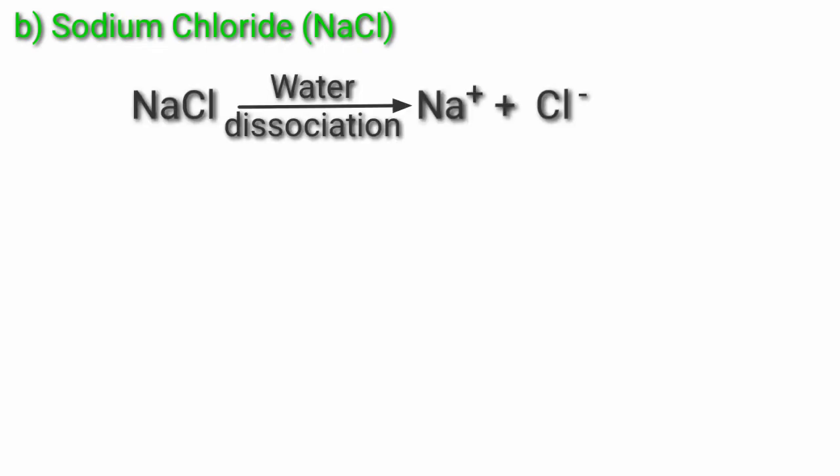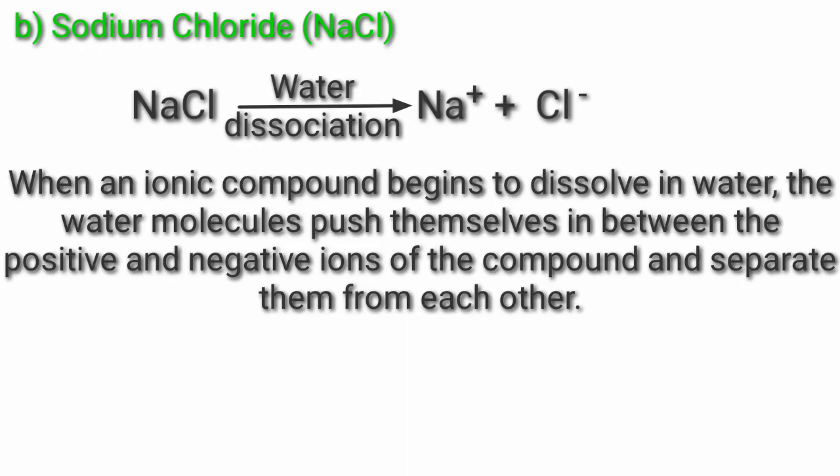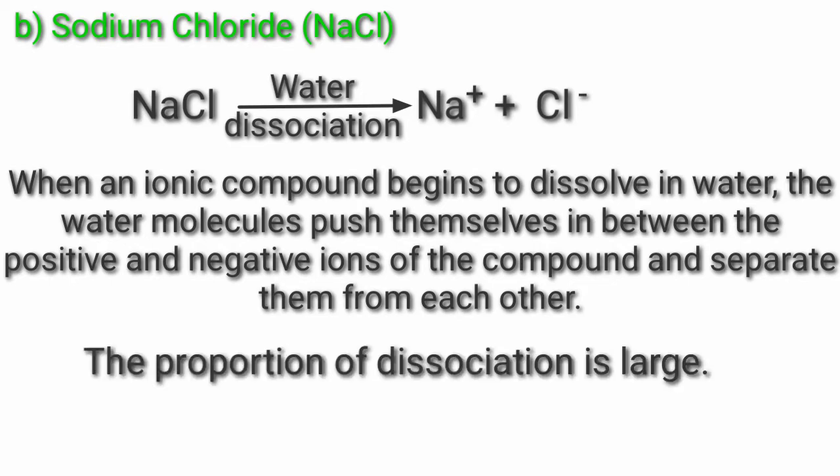B. Sodium chloride, NaCl. NaCl gives Na+ and Cl-. When an ionic compound begins to dissolve in water, the water molecules push themselves in between the positive and negative ions of the compound and separate them from each other. The proportion of dissociation is large.